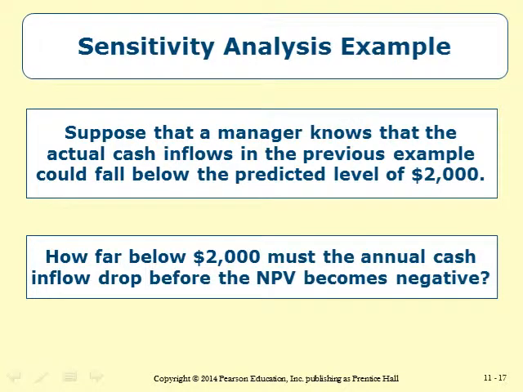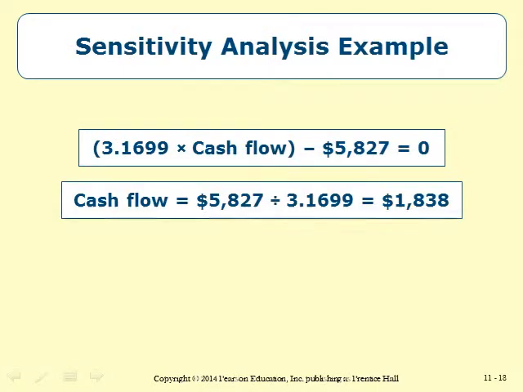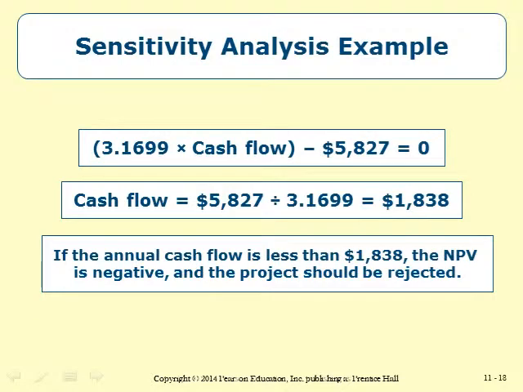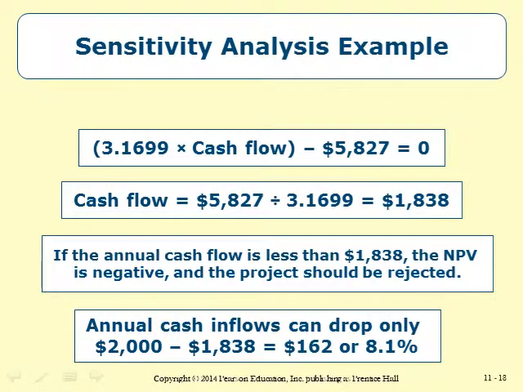And so let's talk about a sensitivity analysis example. Suppose that the manager knows the actual cash inflows in the previous example could fall below the predicted level of $2,000. How far below $2,000 must the actual cash inflow drop before the net present value becomes negative? And we would use sensitivity analysis to answer that question. Let's suppose the Toyota managers know that the actual cash savings in Exhibit 11-1 could fall below the predicted level of $2,000. And so again, we're asking how far below $2,000 must the annual cash savings drop before the net present value becomes negative?